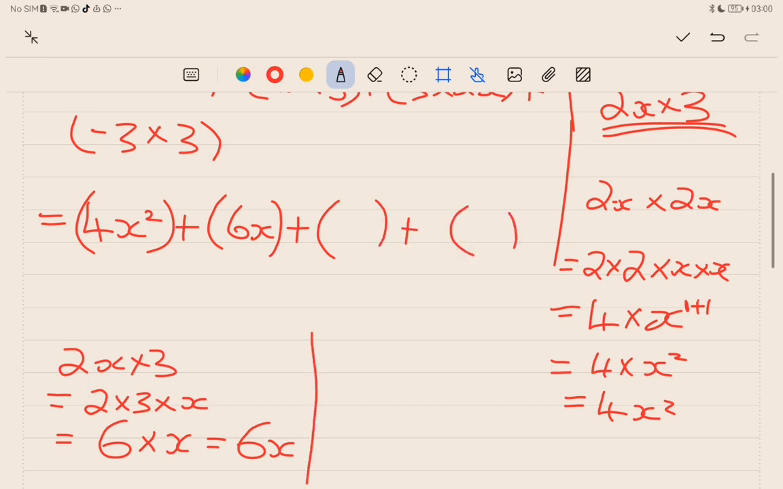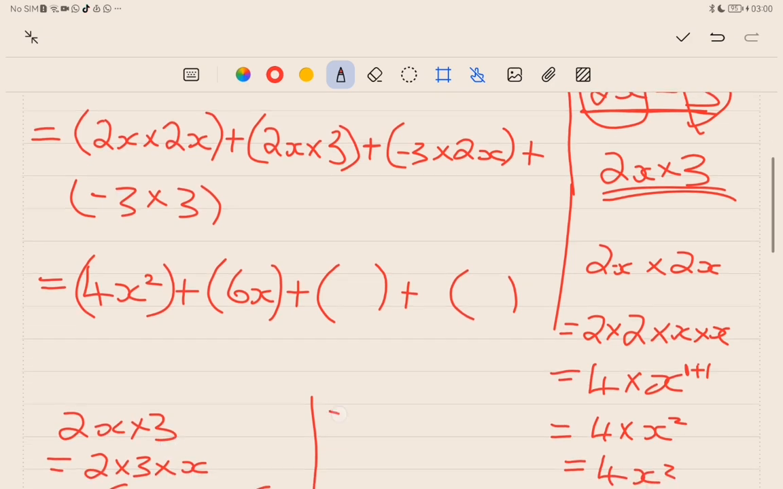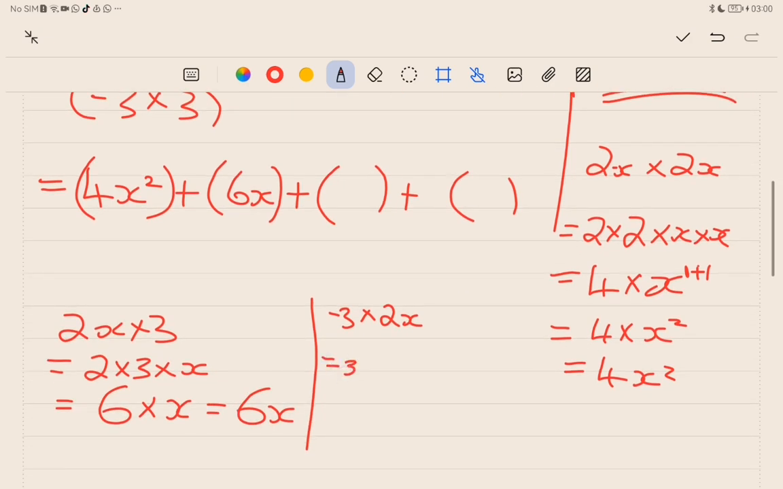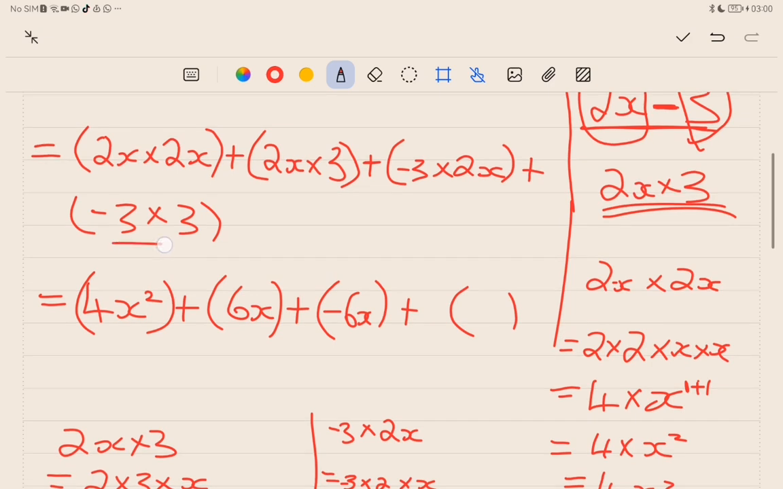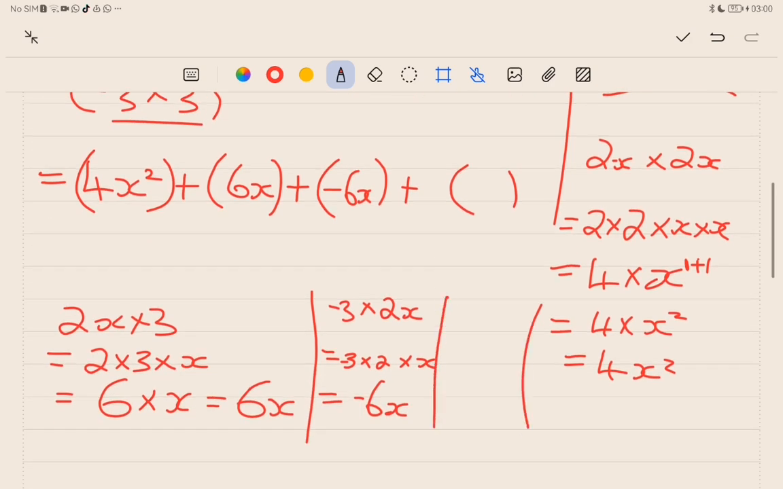So now let's move to negative 3 times 2x. Here you're going to say negative 3 multiplied by 2 multiplied by x. You're going to use your calculator to say negative 3 multiplied by 2, it is negative 6x. So you put it inside this. Then now we move to this. I'm going to say negative 3 multiplied by 3. You use your calculator, get negative 9. It is negative 9.